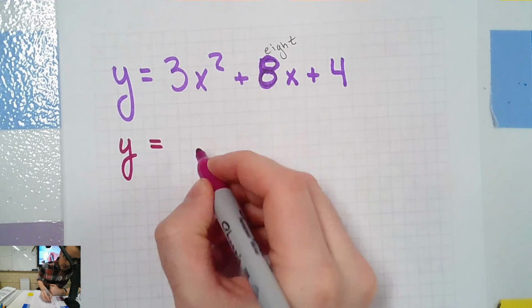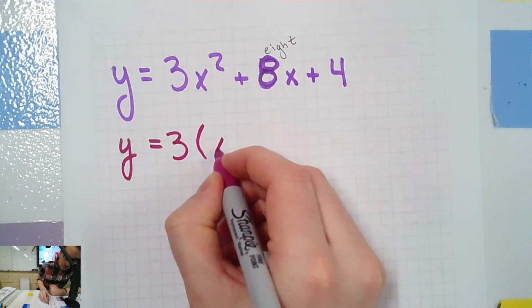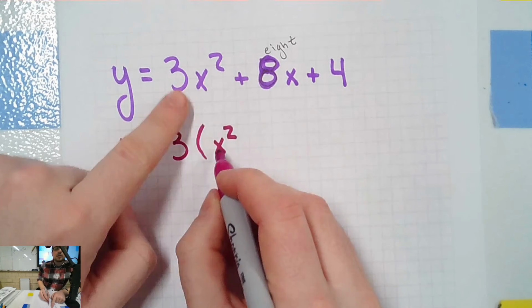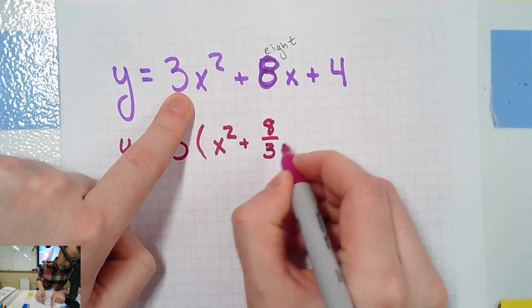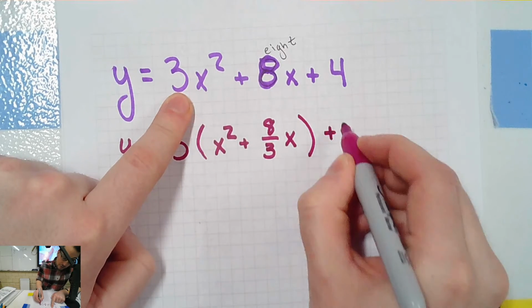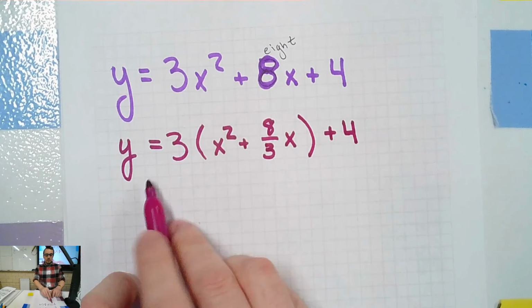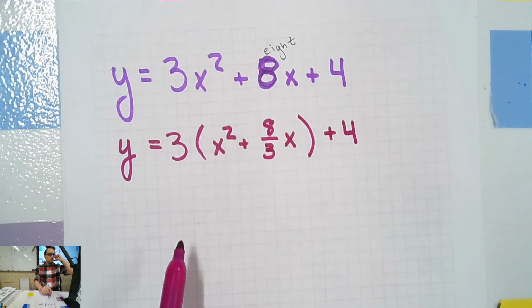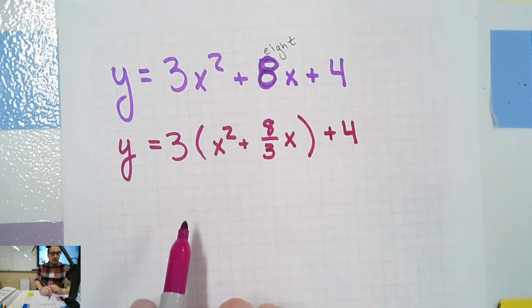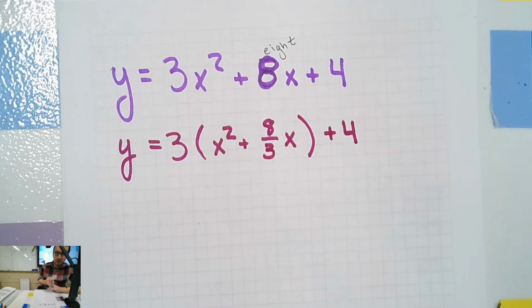All right, so what we're going to do is pull out that 3 first. When we do that, that becomes x squared, right? Because 3x squared. This is going to become 8 over 3x. And we don't bother with the 4, right? Notice that'll get us back to this. Everybody cool with that? Don't skip steps.